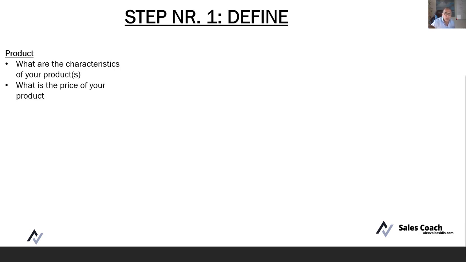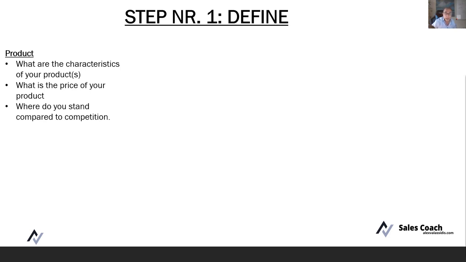So in regard to the product, you need to define first what are the products and the solutions or the software that you want to promote and you want to sell. What are the characteristics of your products? So write them down. What is the price of your product compared to the competition and compared to the environment where your product identifies itself and where your product wants to compete? Where do you stand compared to the competition?